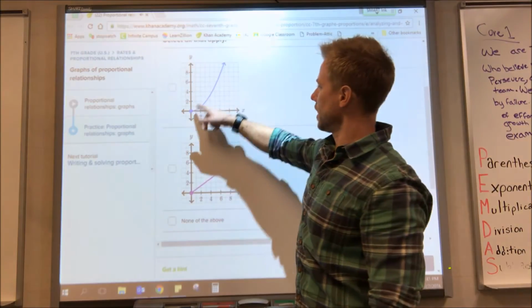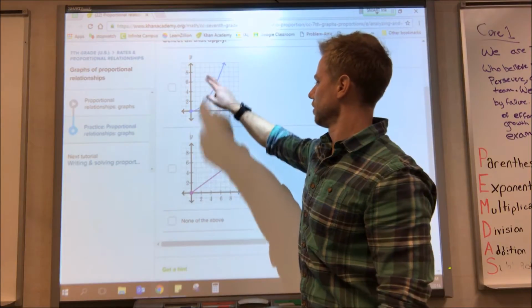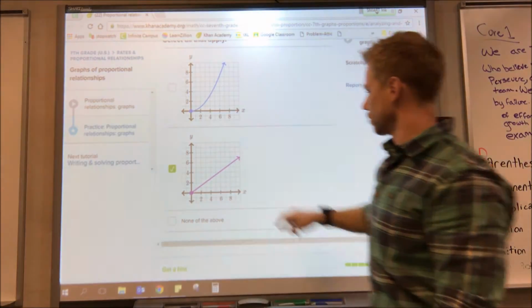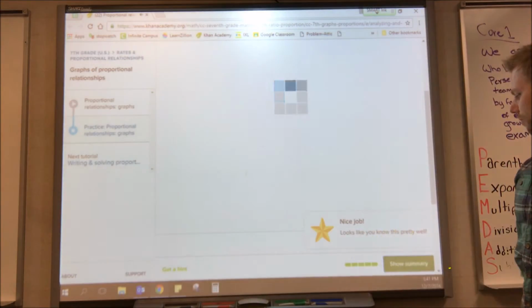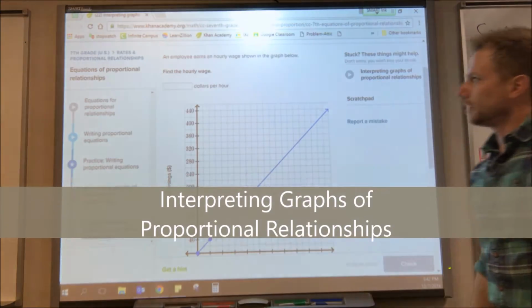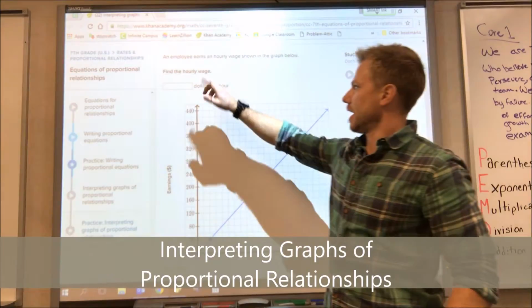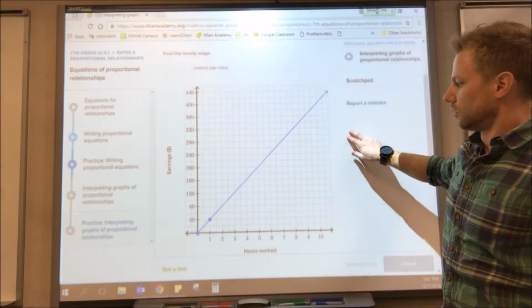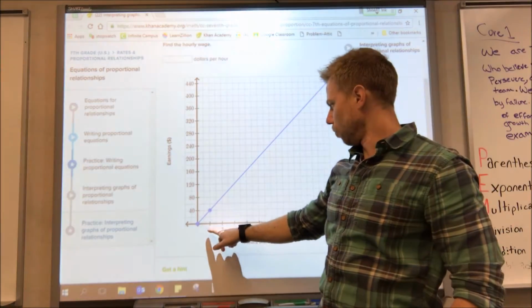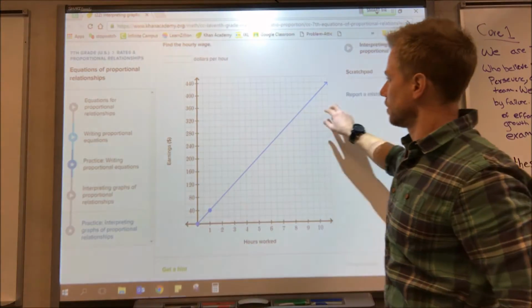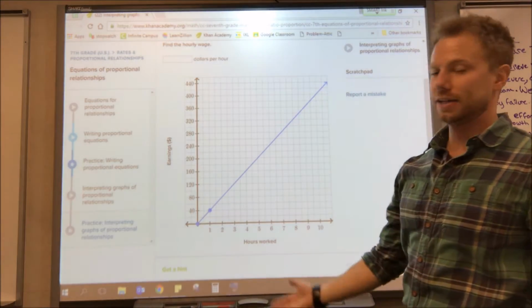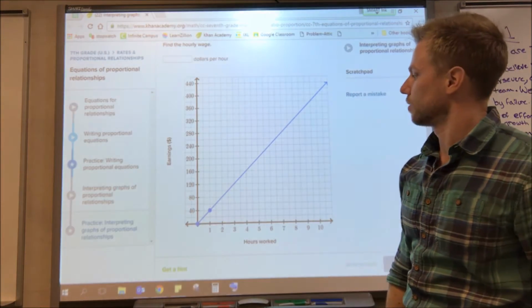This is not a straight line. It goes through the origin, but it's curved, so it's not that one. This is a straight line through the origin. That works. An employee earns an hourly wage shown in the graph below. Find the hourly wage. So looking at this graph, we can see 1 hour gets $40. So the hourly wage is just $40 an hour.